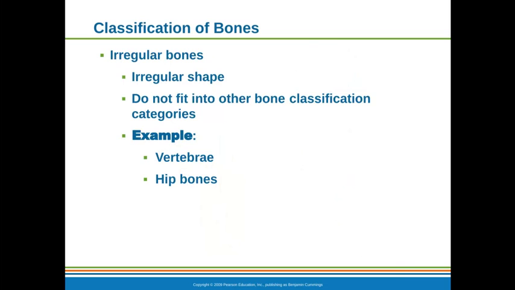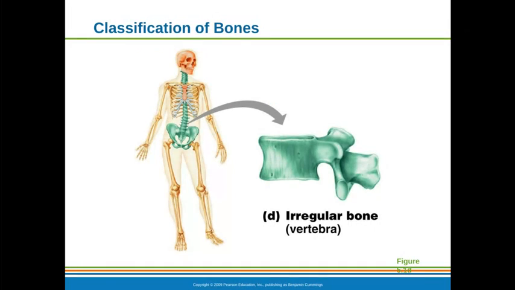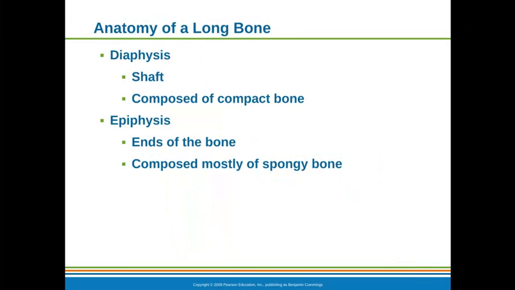Okay, we have irregular bones. These are bones that do not fit into other bone classifications, things like the vertebrae that form the spine, and also the hip bones are properly referred to as the coxal bones. Okay, so we see it doesn't really match anything. It has this kind of cuboid shape right here, but then has this projection, the spinous projection back here that allows for articulation and also protection of the spinal cord and attachment of the ribs.